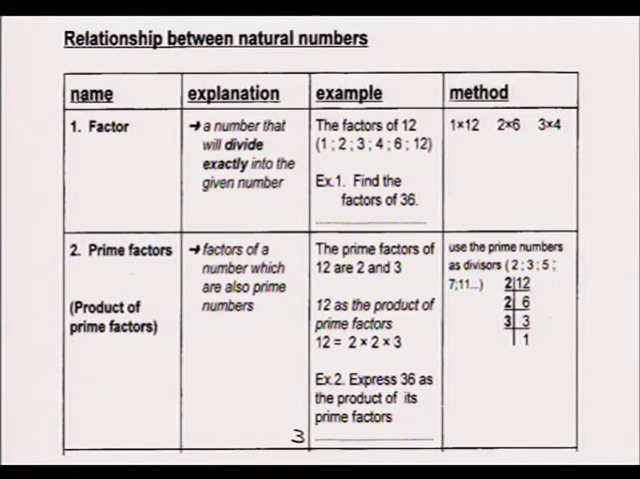The prime factors, the product of the prime factors: the factors of a number which are also prime numbers. The prime factors of 12 are 2 and 3. 12 is the product of the prime factors, 2 times 2 times 3. And use the prime numbers as divisors, 2, 3, 5, 7, 11. The prime factors we can divide into 12. So 2 divides in, 2 divides in again, then 3 will divide in, and 3 will divide into 3 one time. So that's the relationship between the natural numbers.